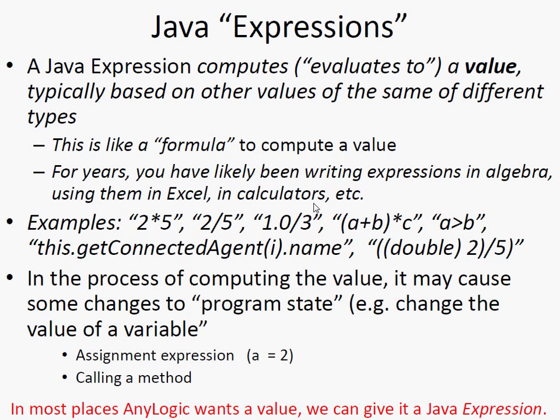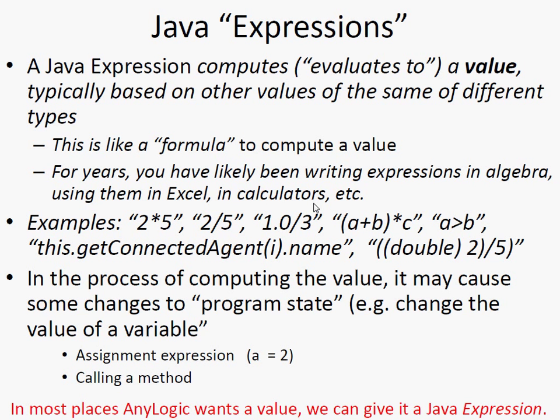Now, some expressions are more articulated. This getConnectedAgent name is asking for the name of the ith connected agent for myself. Or a double precision rendering of 2 divided by 5 will be 0.4. So we convert 2 into a double.